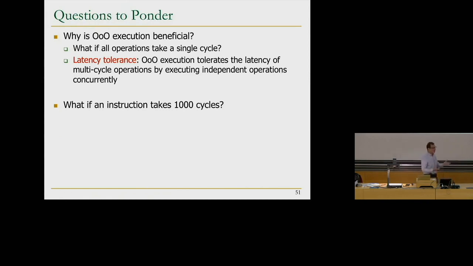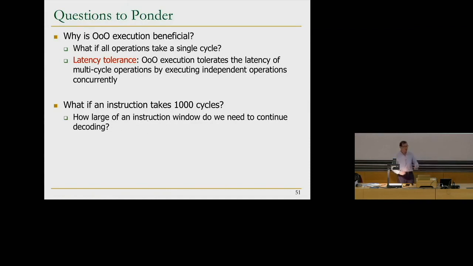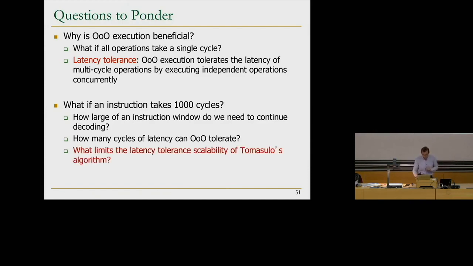But the real world is not that simple. So everything takes a heterogeneous amount of time. So a load may take 1,000 cycles, maybe more. An add may take one cycle. That's why out-of-order machines are beneficial. So what if an instruction takes 1,000 cycles? I already said this actually. How large of an instruction window do we need to continue decoding? Basically, you need 1,000 entries in this case, assuming that it takes 1,000 cycles after it becomes the oldest instruction in the machine, right? Yeah, basically, you can tolerate as many cycles as you have buffering for.